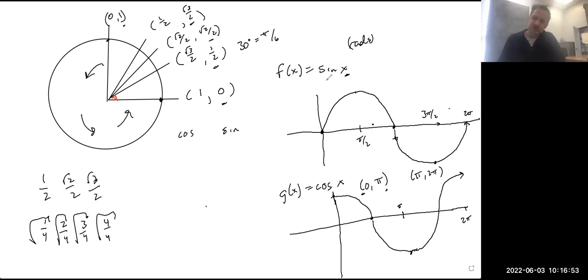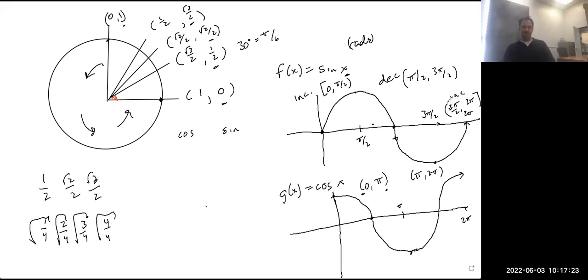And what would it be for sine? If I were just going on the 0 to 2 pi scale, I would include 0. It is increasing at 0. And going up to pi halves, not including that, this is increasing. It's then decreasing from pi halves to 3 pi halves, non-inclusive of either of those 2 points. And then again, increasing from 3 pi halves up to 2 pi. Again, including 2 pi, but excluding 3 pi halves.